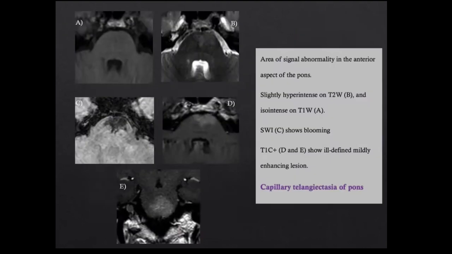Area of signal abnormality in the anterior aspect of the pons, slightly hyperintense on T2 weighted and iso-intense on T1 weighted. SWI sequences revealed blooming. T1 contrast sequence showed ill-defined, mildly enhancing lesion. Capillary telangiectasia of pons was diagnosed.